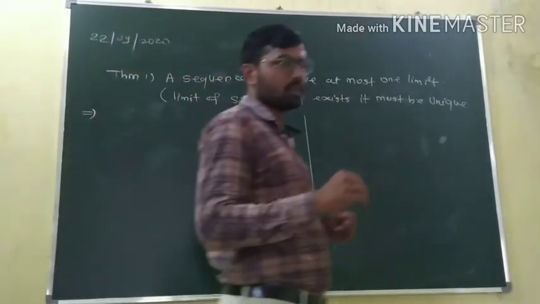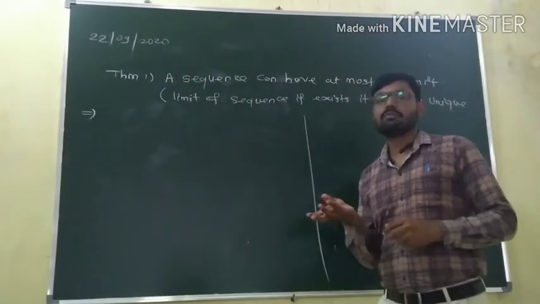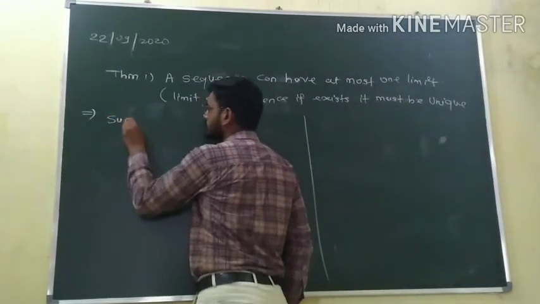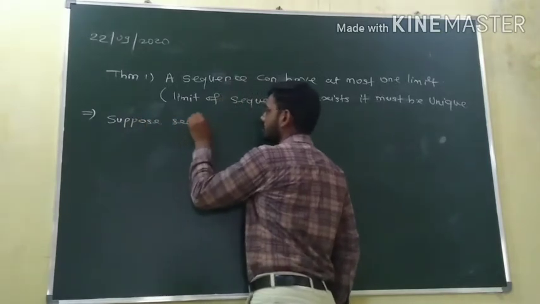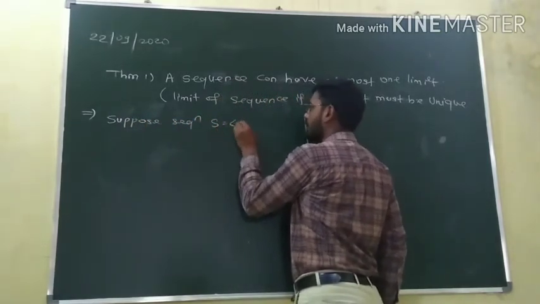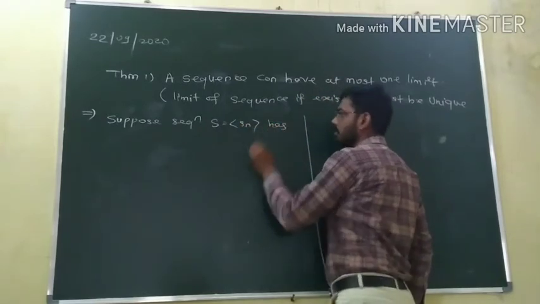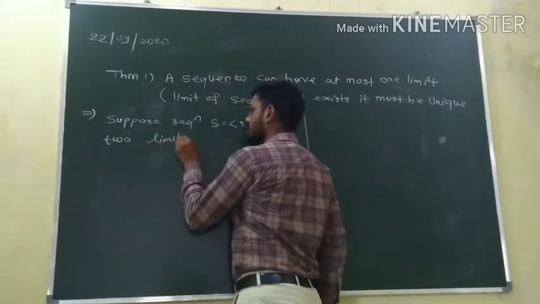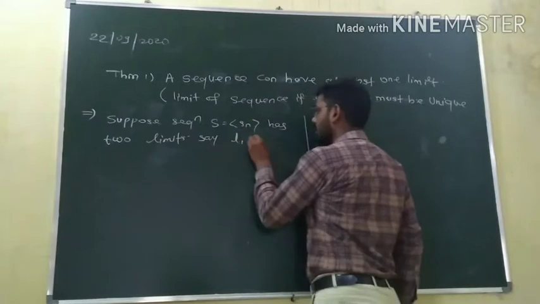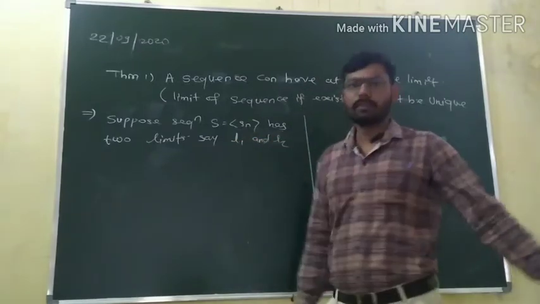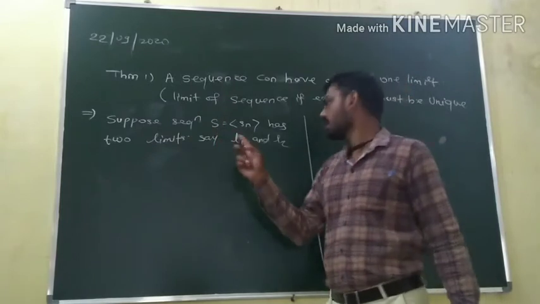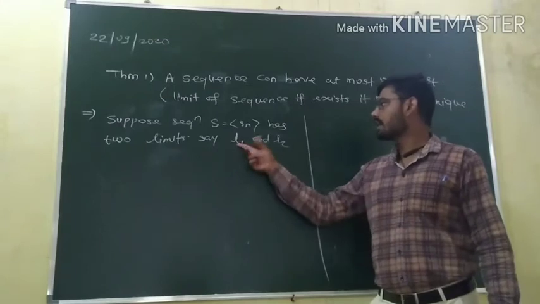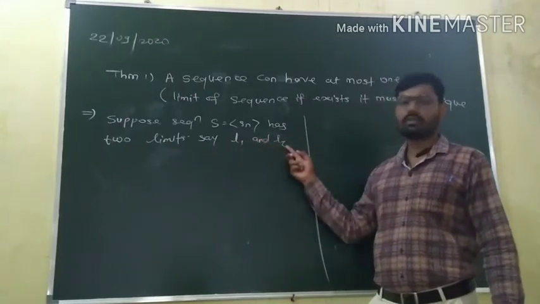We will prove this theorem by contradiction. Suppose we assume that the sequence has two different limits. Suppose the sequence S, defined by Sn, has two limits, say L1 and L2. So we assume the sequence has two limits, L1 and L2. What do we have to prove at the end? We have to prove that the limits are the same, that is, L1 is equal to L2.